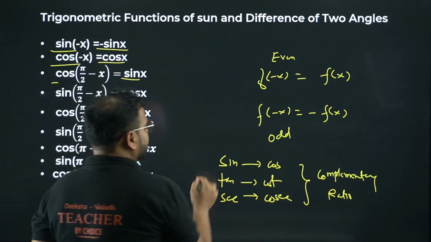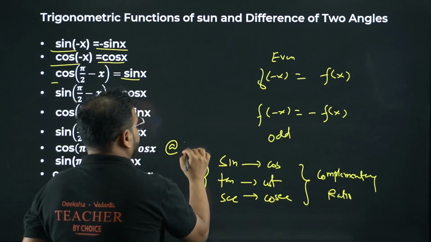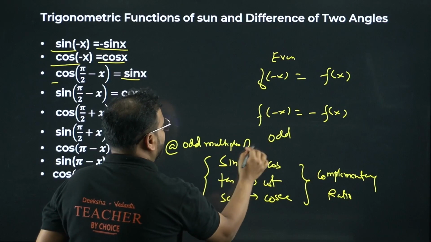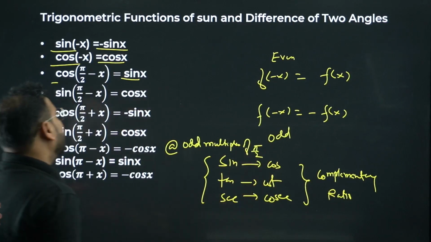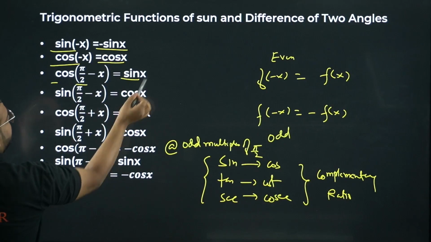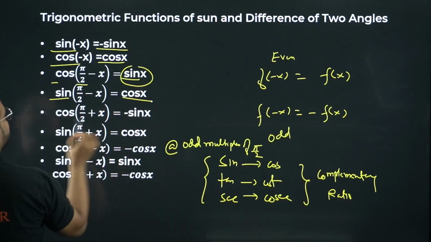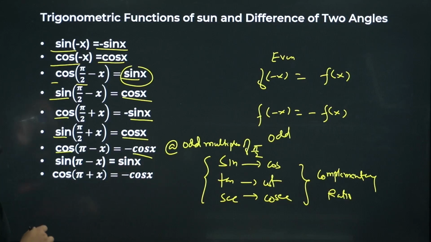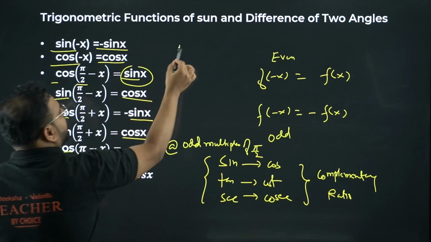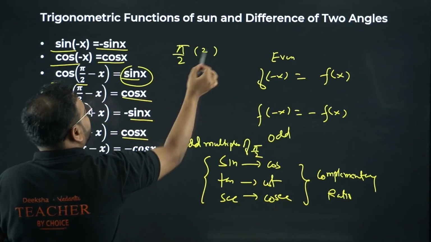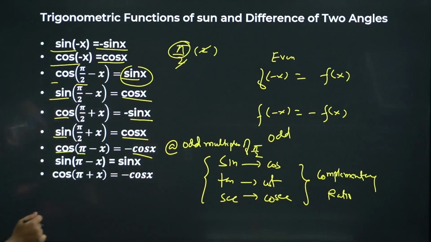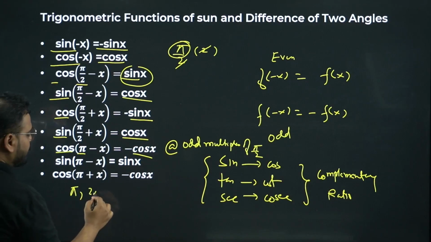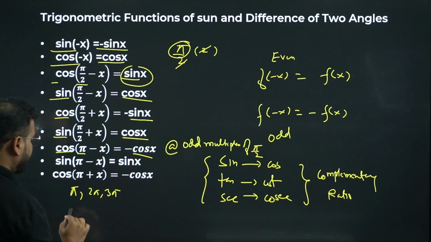At odd multiples of pi by 2, what will happen? Please check. Pi by 2 is there, no? Odd multiple 1. So we get cos becomes sine, sine becomes cos, cos becomes sine. Okay, cos remains cos because it is not odd. It is even, sir. Pi by 2 into 2. How much is that? Cancels. So even multiple, right? So at pi it will remain same. So at multiples of pi, right? Pi, 2 pi, 3 pi, what happens? Remains same.